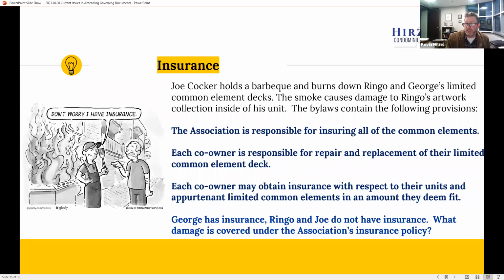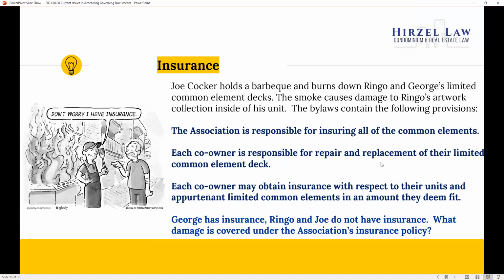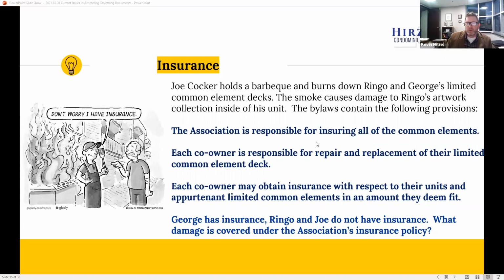And there are certain provisions in the bylaws. One, the association is responsible for insuring all of the common elements. Remember, a deck is a limited common element in this instance. Each co-owner, however, is responsible for repair and replacement of their limited common element deck. So notwithstanding the association's responsibility to insure, each co-owner is supposed to take care of repair and replacement. And with respect to the co-owner's obligations for insurance, each co-owner is able to get insurance in the amount that they see fit. So in this situation, let's assume that George has insurance, Ringo and Joe do not.